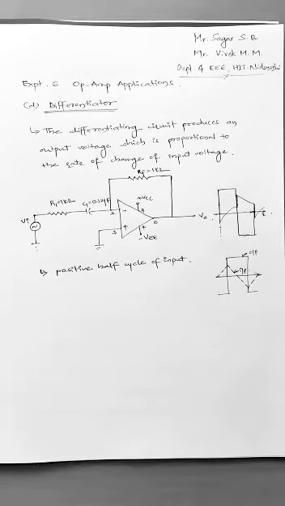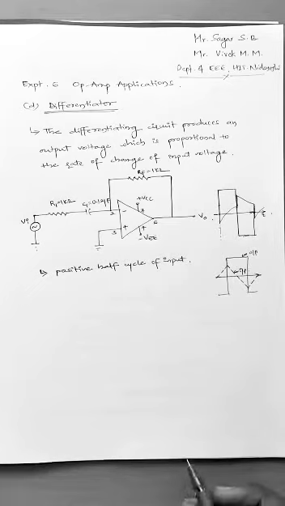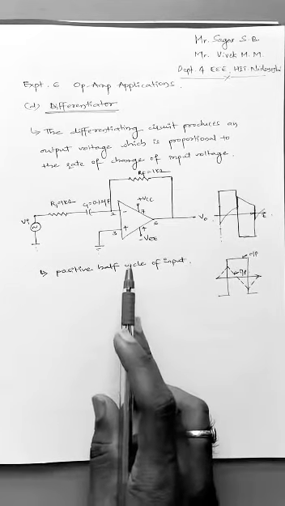Welcome friends. We are dealing with experiments related to operational amplifiers and we are discussing the experiment on operational amplifier applications. Today we will be dealing with the differentiator circuit. The differentiating circuit produces an output voltage which is proportional to the rate of change of the input. You can see the figure for the differentiator circuit.